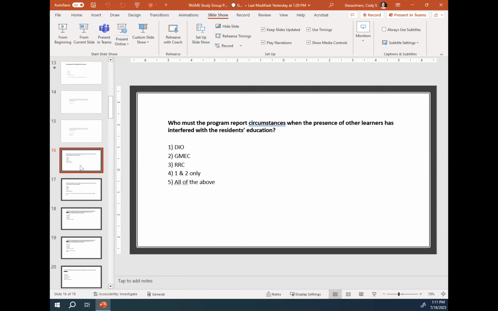Okay, next we have, who must the program report circumstances to when the presence of other learners has interfered with residents' education? 1, DIO; 2, GMEC; 3, RRC; 4, 1 and 2 only; or 5, all of the above.